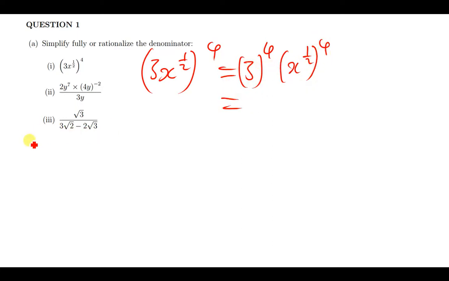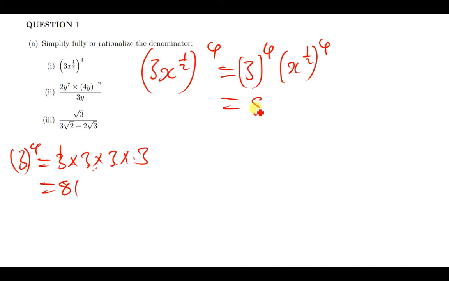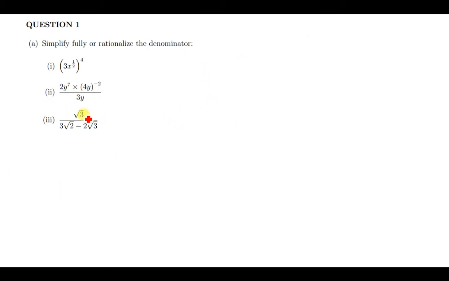So 3 to the power 4 is just the same as 3 times 3 times 3 times 3. So 3 times 3 is 9, 9 times 3 is 27, 27 times 3, the answer is just 81. So we can write our 81 there, and then we write x, then this half times 4 there, the answer is 2. So this is how you do the simplification, as simple as that. Let's move on to the next question. So the next question is this one.